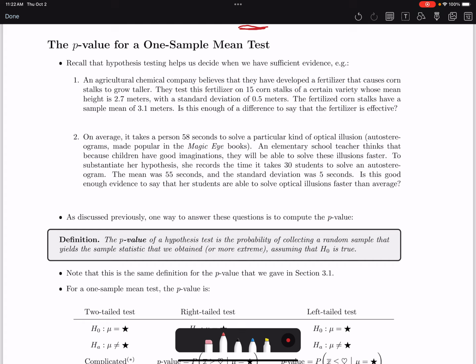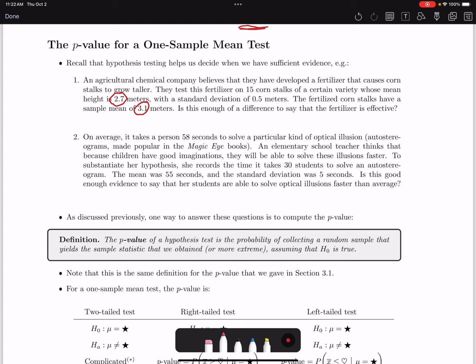Okay, so again, you can pause the video and make sure that you're absorbing all that information. But the idea is usually these corn stalks grow to be 2.7 meters, but we apply a particular fertilizer to them that causes them to grow to be 3.1 meters. And so the question is, is that enough of a difference for us to say that the fertilizer works? Okay. Let's look at another scenario.